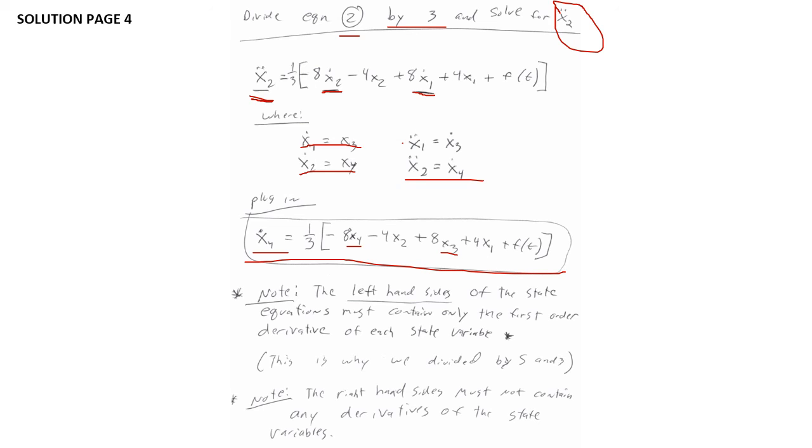A thing to note, first, is that the left-hand side of the state equations must only contain a first-order derivative. And that goes back to that slide we showed when we were talking about those equations. And the second thing to note is that the right-hand side of the equations must not contain any derivatives of the state variables. So those are two things to note, and double check once you get down here to make sure you've completed this.